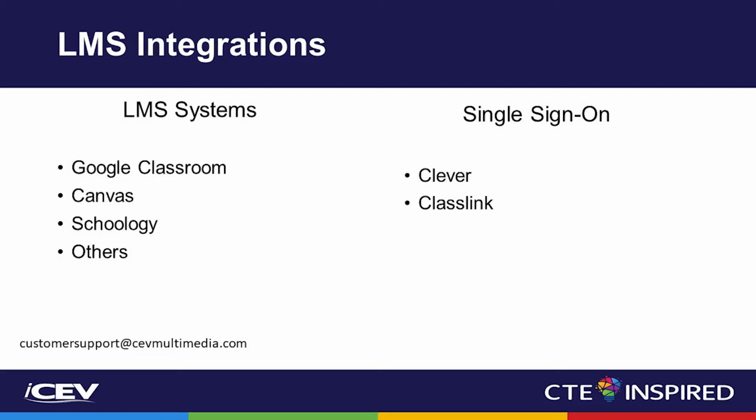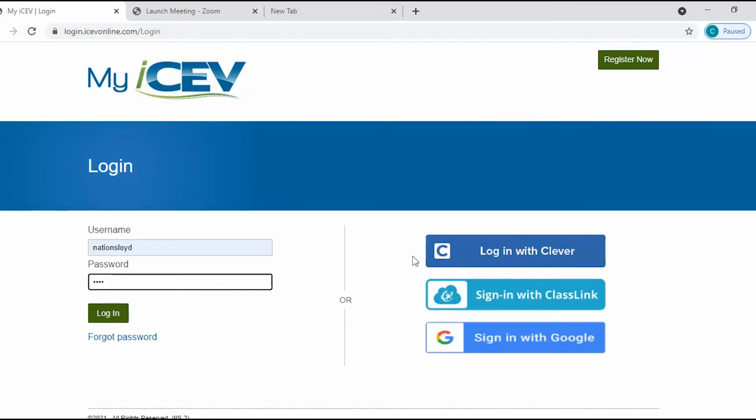cevmultimedia.com. I'm on the login page, and as you notice, there are tabs for logging in with Clever and ClassLink. That's for when you are not on your school issued device or the student's not on the school issued device, a way to get to your Clever or ClassLink portal to find the iCEV tile or icon.